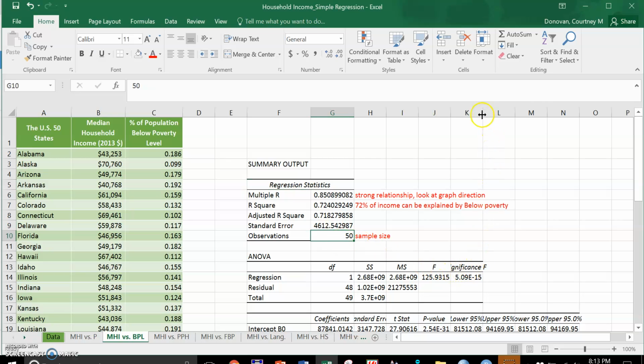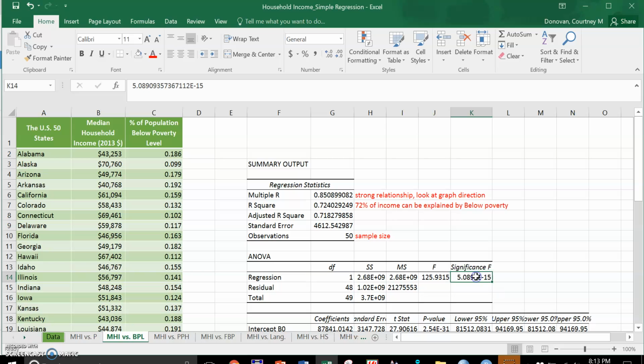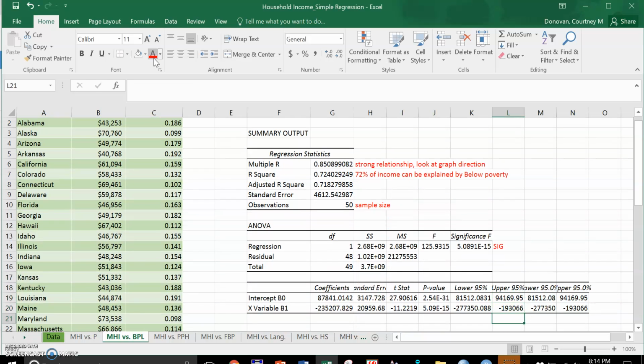So over here, again, we're going to now say it was a strong relationship, but is it significant? And in this case, this is crazy significant. In fact, there are 15 zeros before that 5. So it'd be 0.0000000000000000509. So this is definitely significant. Which means we're going to scroll down.